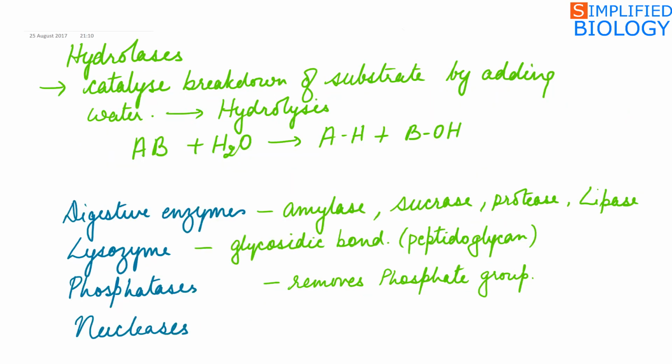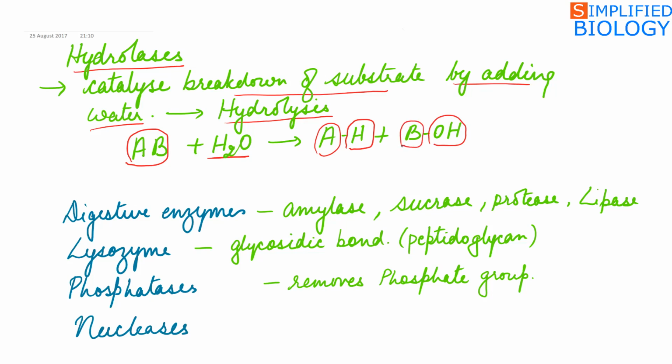Next are the hydrolases. They catalyze breakdown of substrate by adding water. This is also known as hydrolysis. Now, like AB is a compound which is broken down by the help of water, where hydrogen gets attached to A while hydroxyl gets attached to B. Best example of hydrolases are all the digestive enzymes. Like amylase is used to hydrolyze starch.